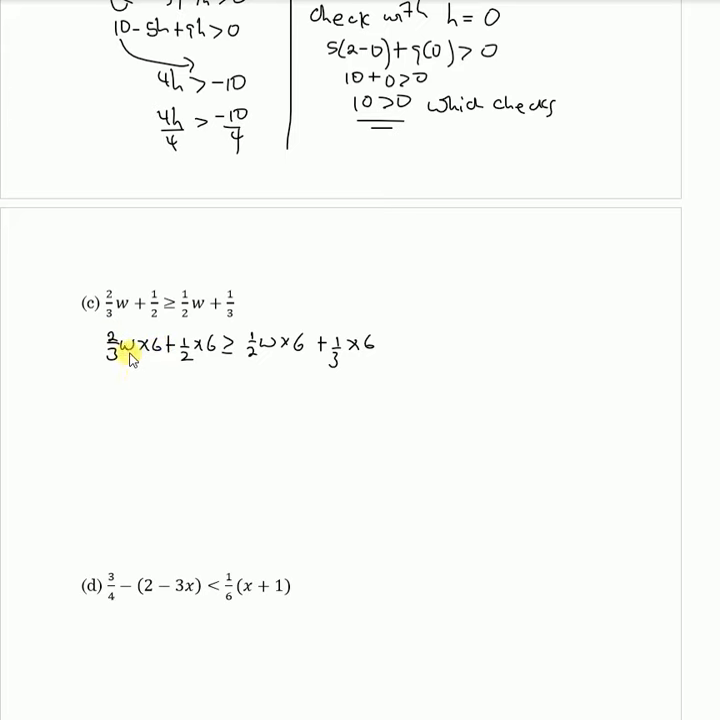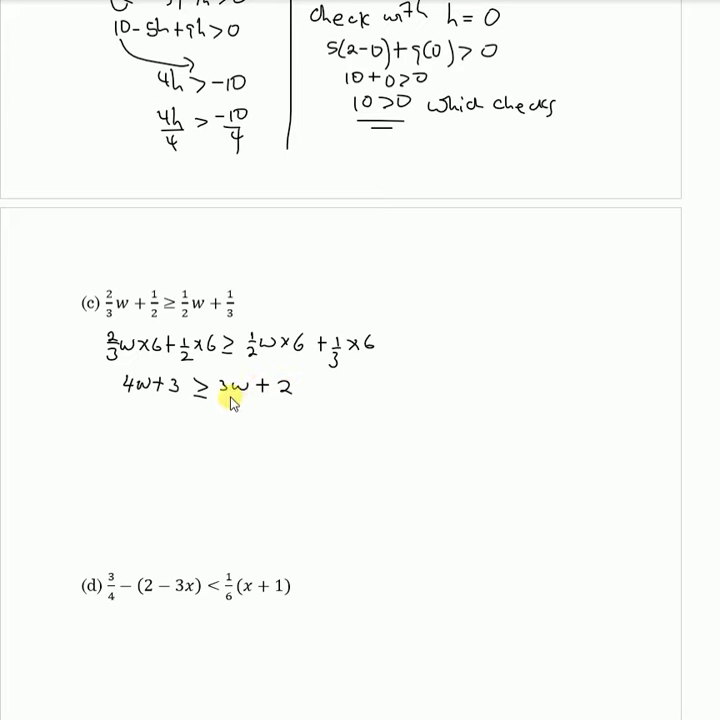2 times 2w, that one is now 4, I get 4w plus this one is 3. Half of 6 is 3. Greater or equal to, this is w, and there is a 3 which comes from a half of 6. So this one is 3w plus a third of 6 is 2.